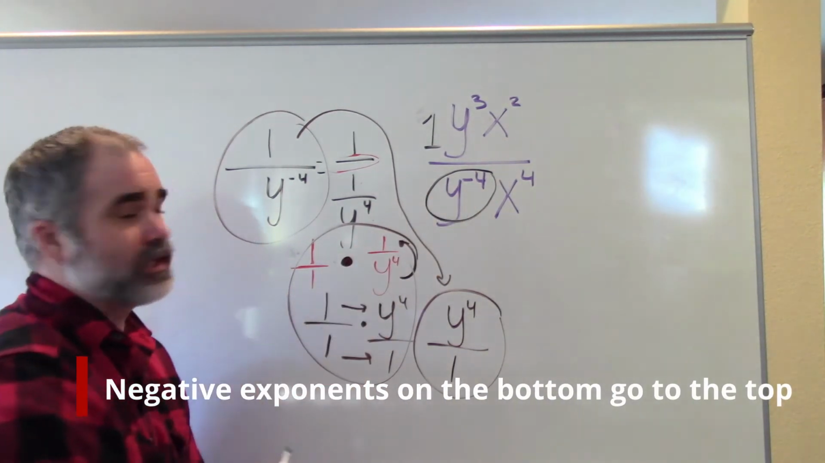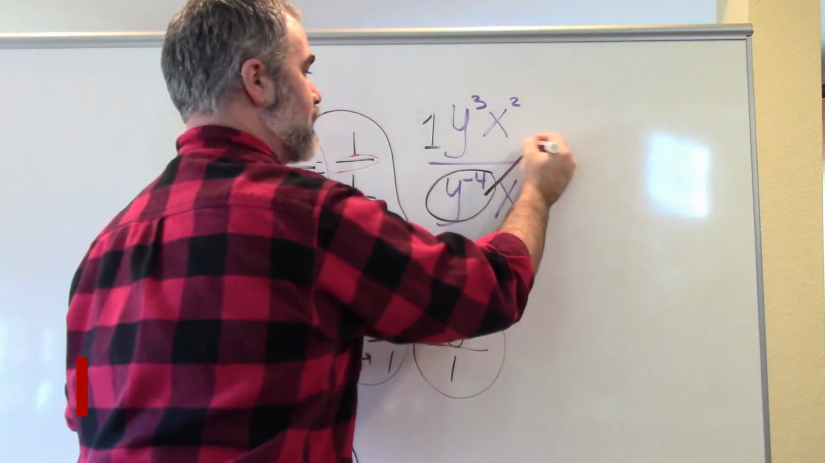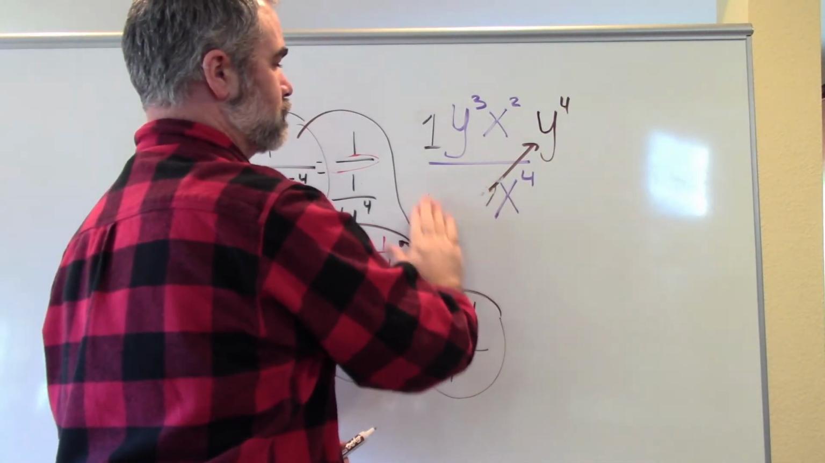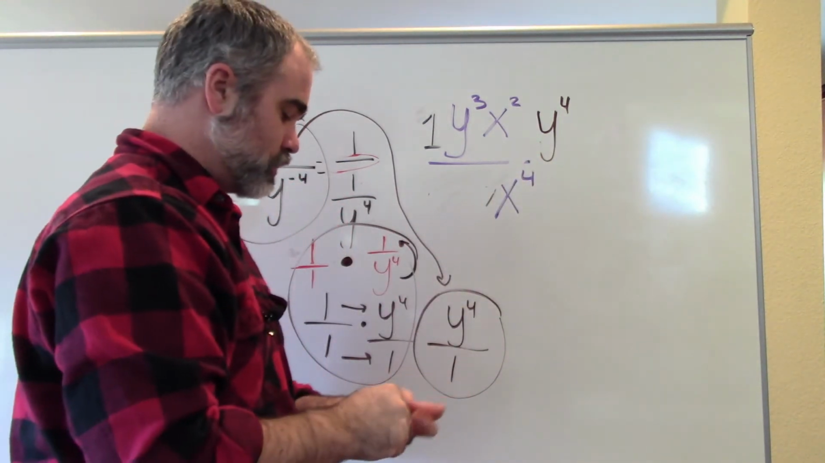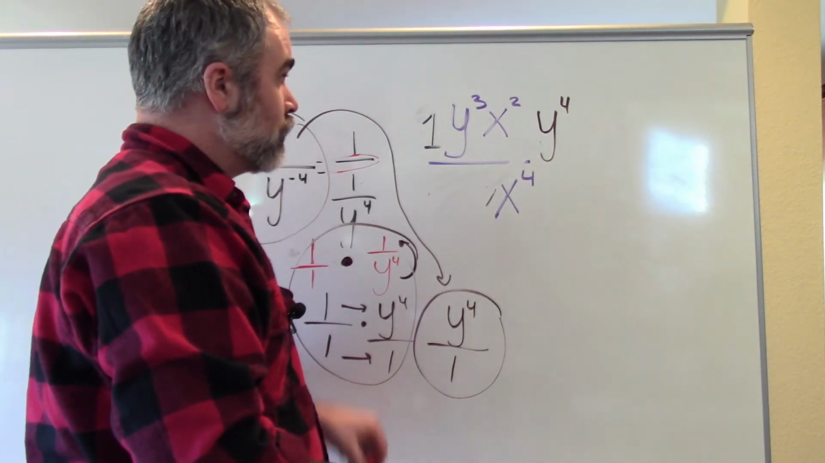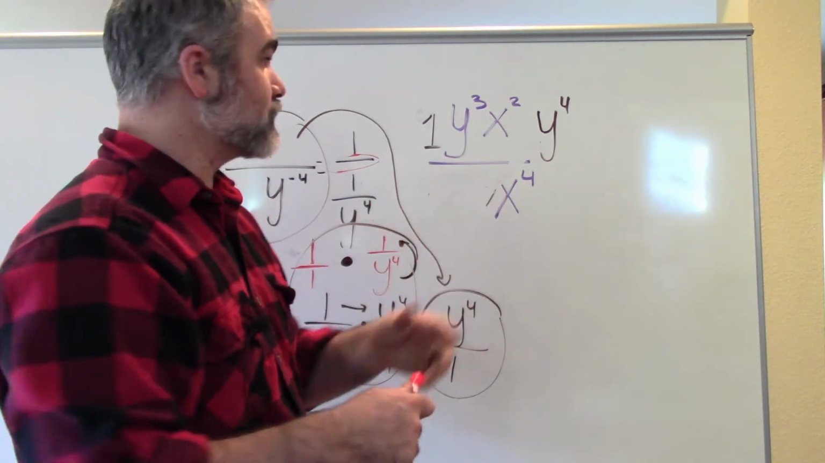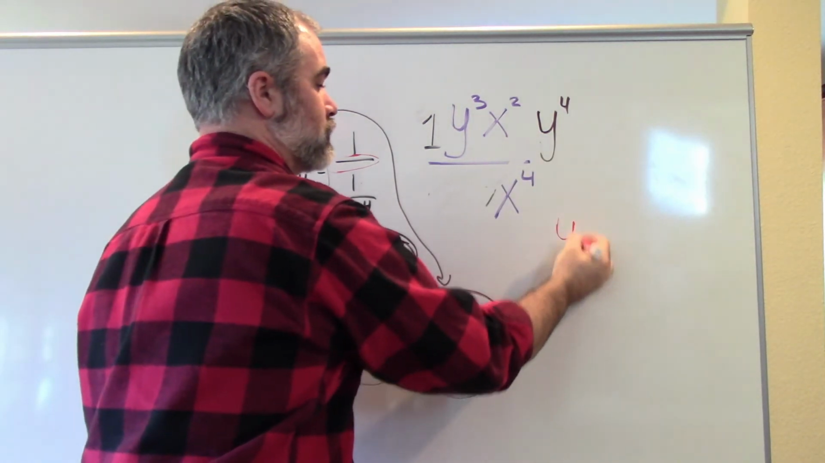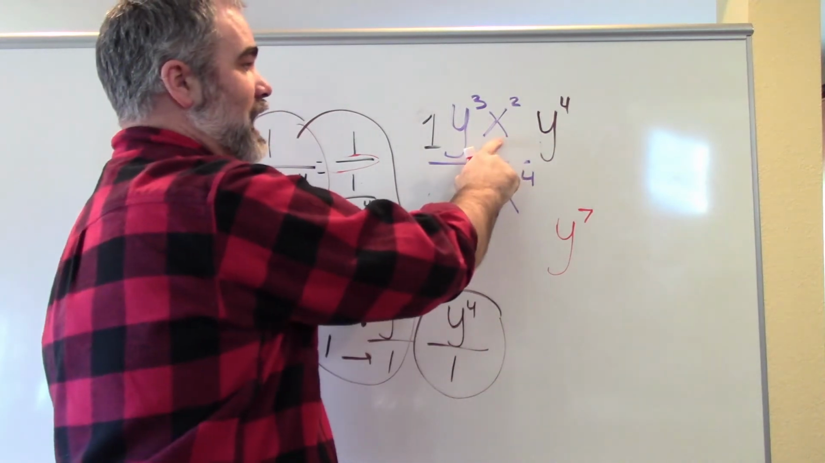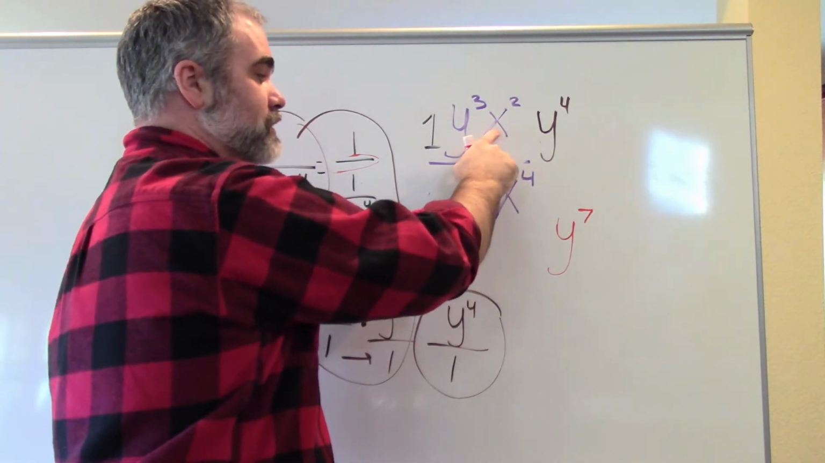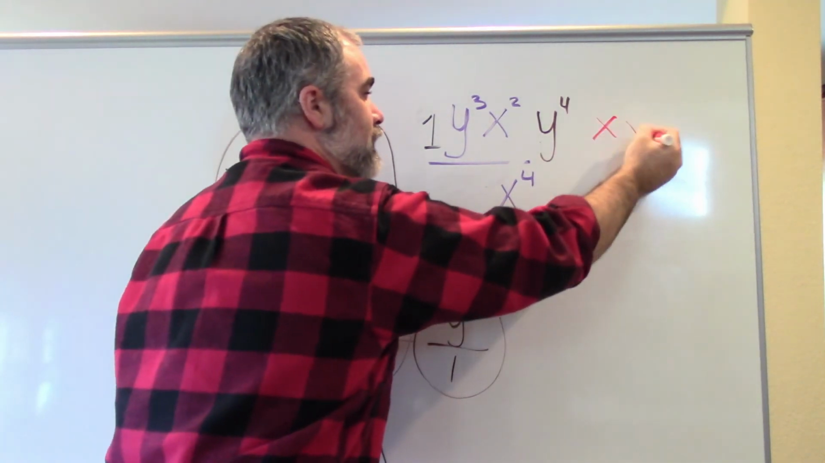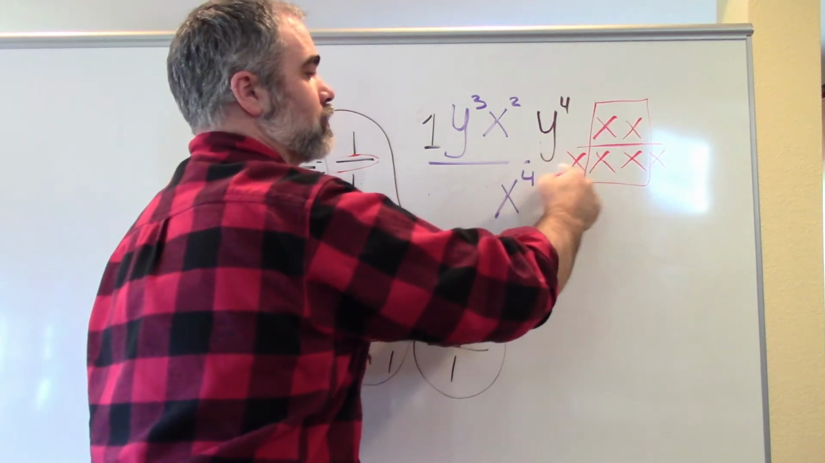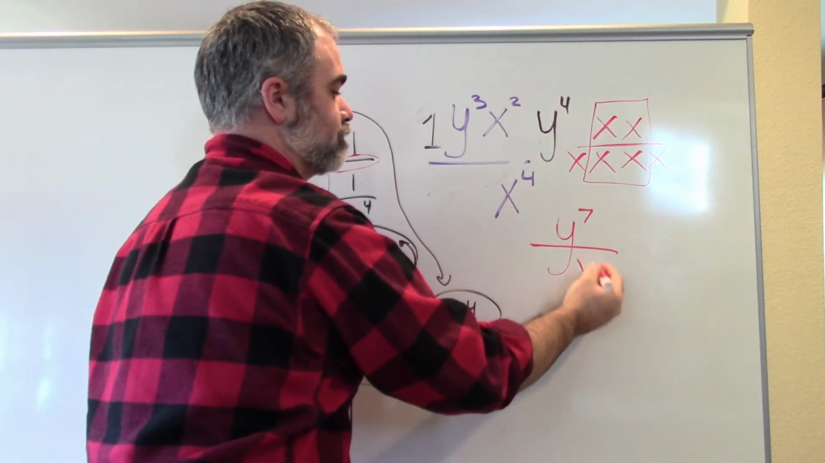So when I see this y to the negative fourth here, all I need to do is take that and move it up to the top and it becomes positive. And now I can do the rest of this problem pretty quickly. Y to the third and y to the fourth, what does that make? There's 3 y's and 4 y's, that's 7 y's. So I get y to the 7th on the top. X squared and x to the fourth, that's 2 x's on the top, 4 on the bottom. How many cancel out? Well, 2 of them do, leaving you with 2 left over on the bottom.